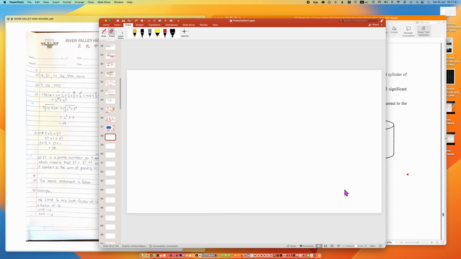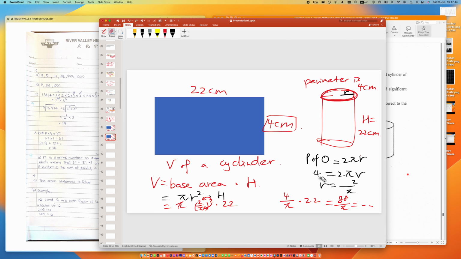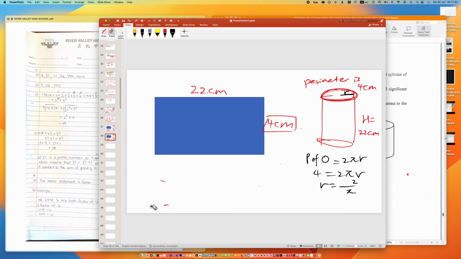Hold on, sorry. Okay, I need to note down the radius is 2 over pi, because I need the radius later. Wait, the radius, right? 4 is the perimeter. So it's 2 radius, which is the diameter, times pi. So it's pi d, the perimeter. Yes. Okay? So radius is equal to 2 over pi.